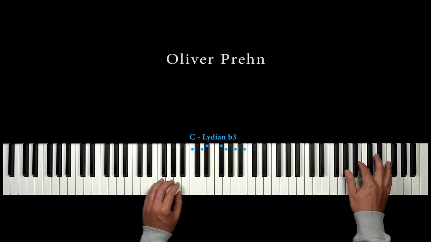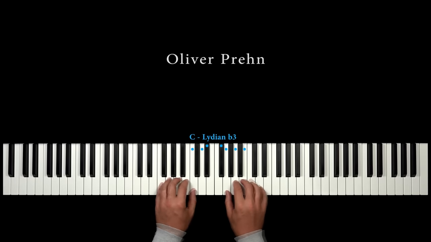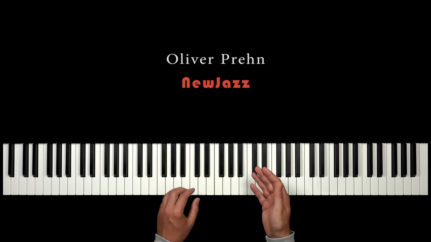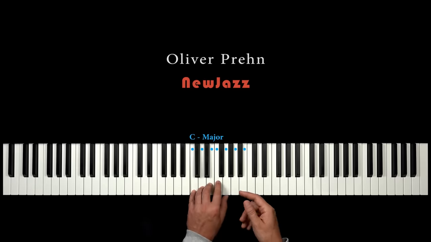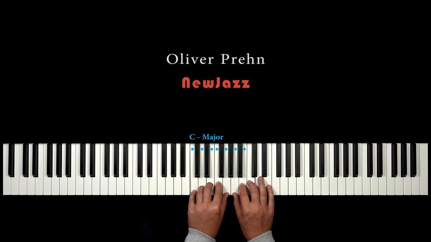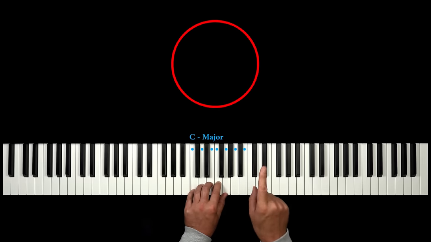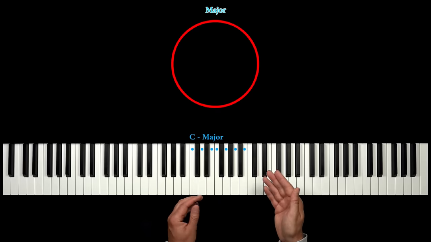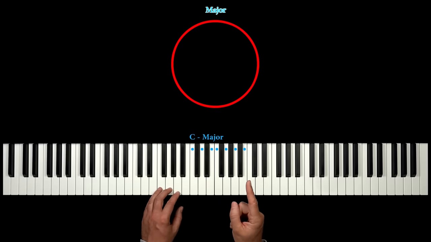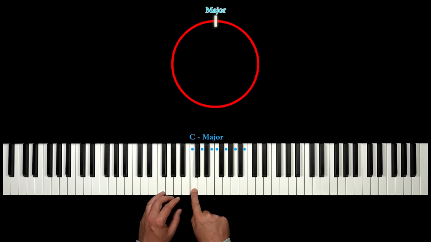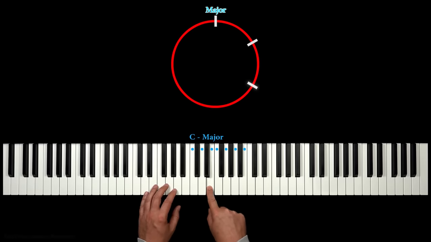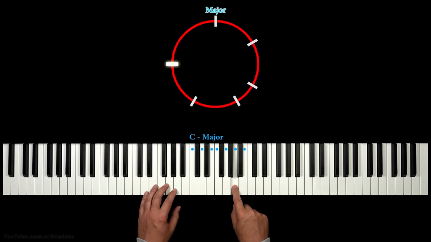My name is Oliver Prehn, by the way, and this is a new jazz lesson. So, here we have the major scale. This case in C. Let's make a circle above and add the major scale to that circle. And then we mark up each scale note on the circle like this. First note, second note, third note, fourth, fifth, sixth, and the seventh note.